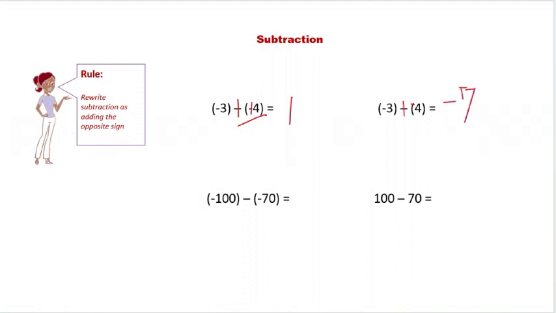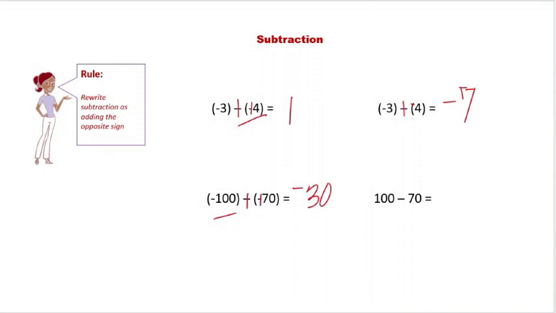Let's go down to the bottom. We're going to rewrite our subtraction as adding the opposite. The negative 70 becomes a positive 70. So we're going to have negative 100 plus 70, which the difference is 30. And since our bigger number is negative, it'll be negative 30.